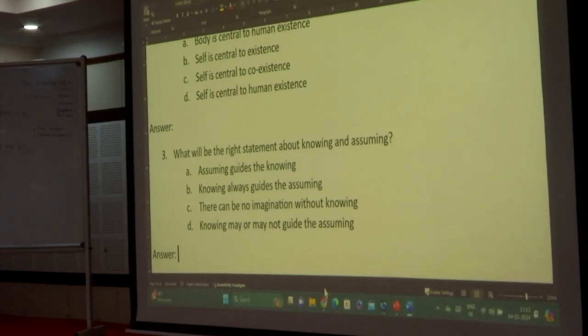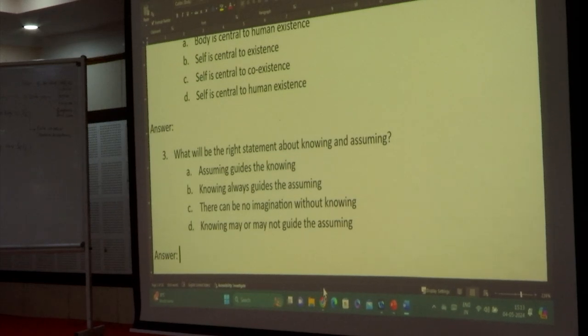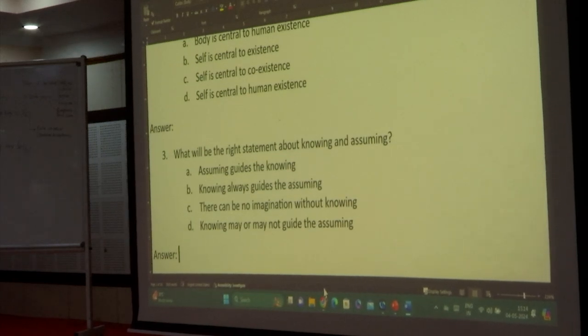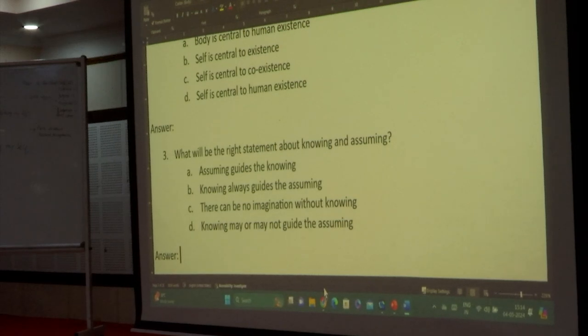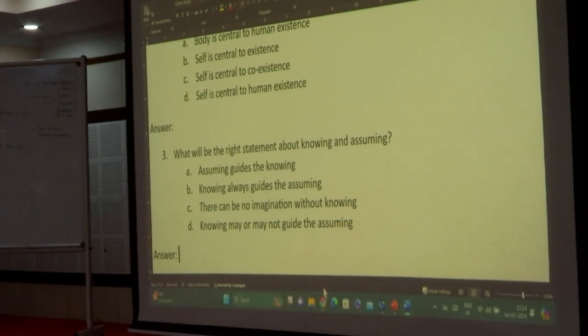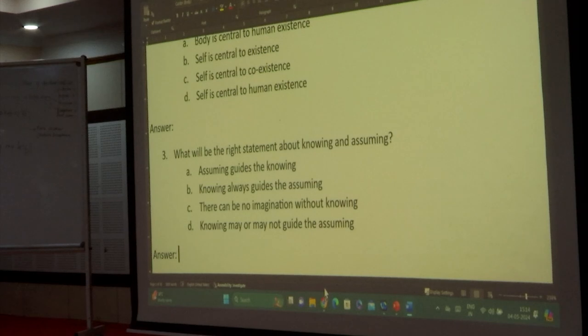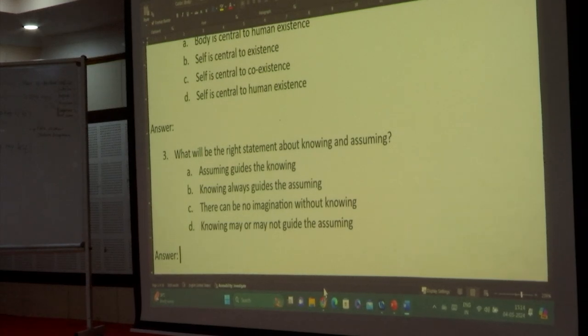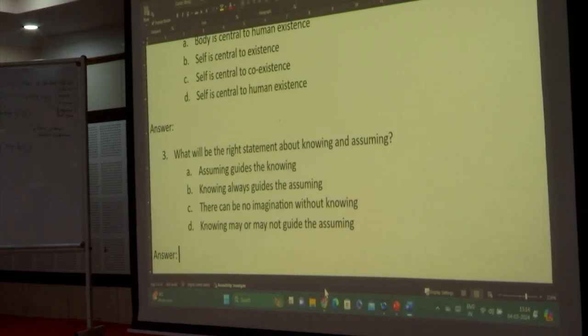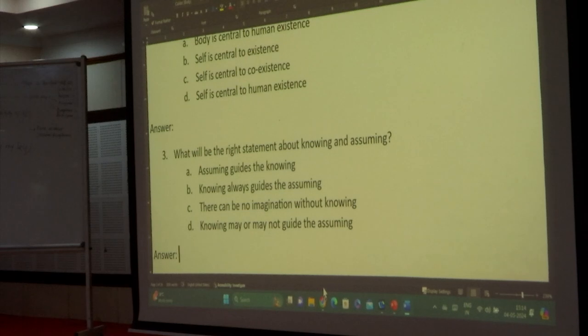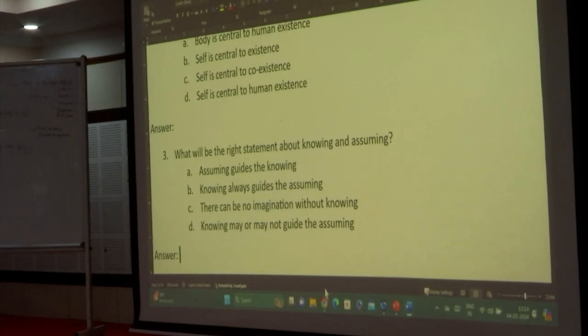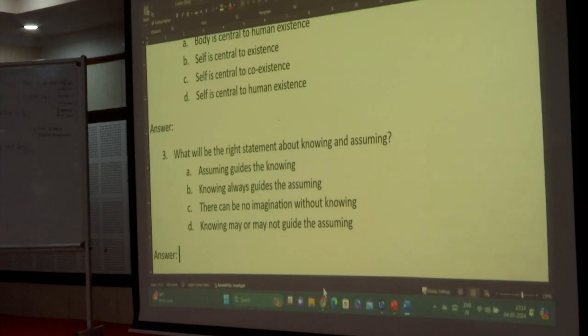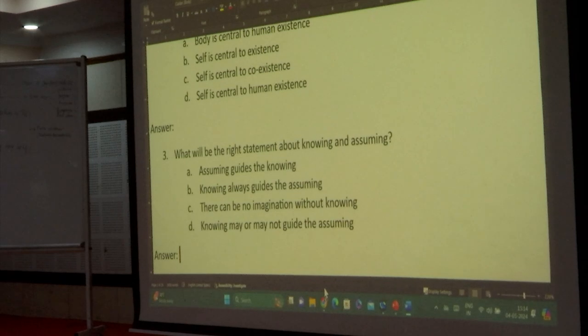Okay, let me read out. Assuming guides the knowing. Is it true? No. Knowing always guides the assuming? If you are in a knowing state, it will guide... there can be no imagination without knowing? No. D. Okay, nice. May or may not guide. Right.